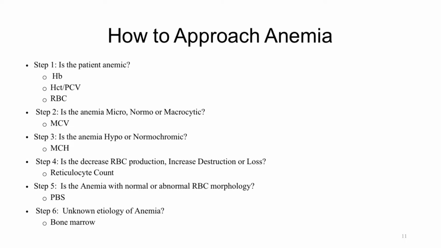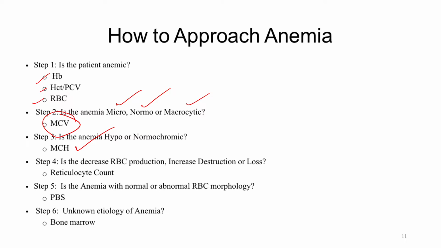The stepwise approach to anemia begins with clinical examination, signs and symptoms. If we suspect the patient is anemic, we have to do his Hb, hematocrit, packed cell volume, and RBC counts. In step 2, we have to rule out whether the RBCs are microcytic, normocytic, or macrocytic, and this can be evaluated from the mean corpuscular volume. Is the anemia hypochromic or normochromic? That will be shown by MCH.